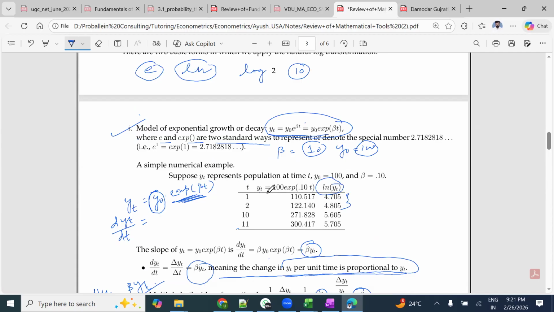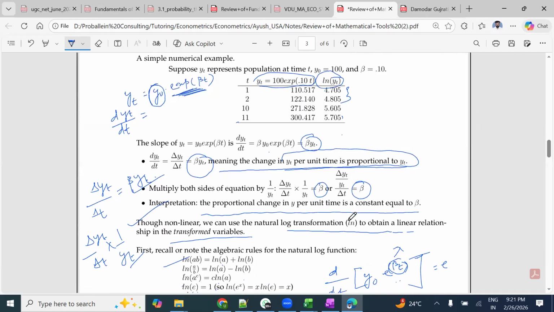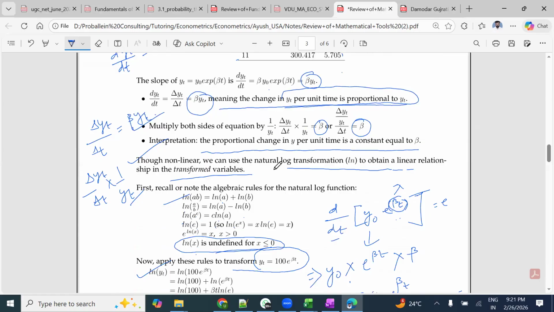Your yt here is without transformation. Once you do this, you just see the difference, and if you see the difference, you will be able to see how much change has happened, right? Yes, sir. Because what it is saying is that though non-linear, we can use natural log transformation ln to obtain a linear relationship in the transformed variables.